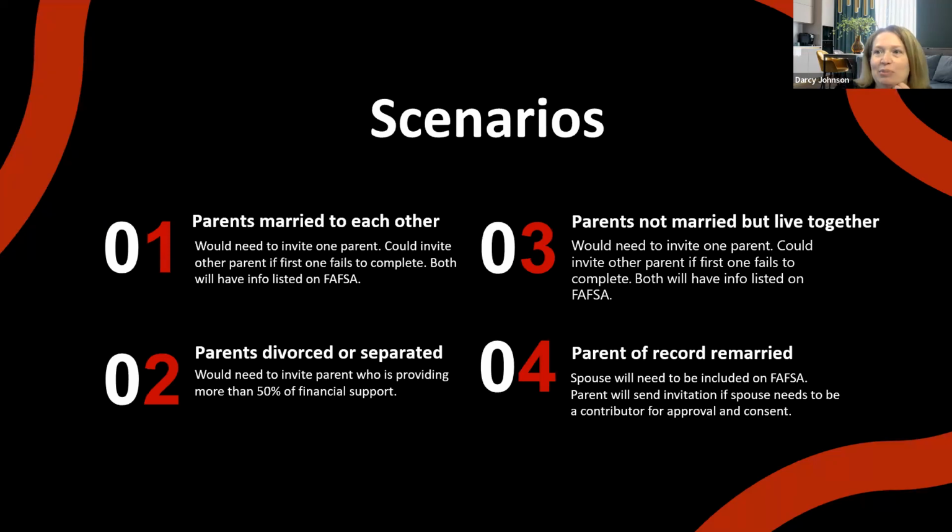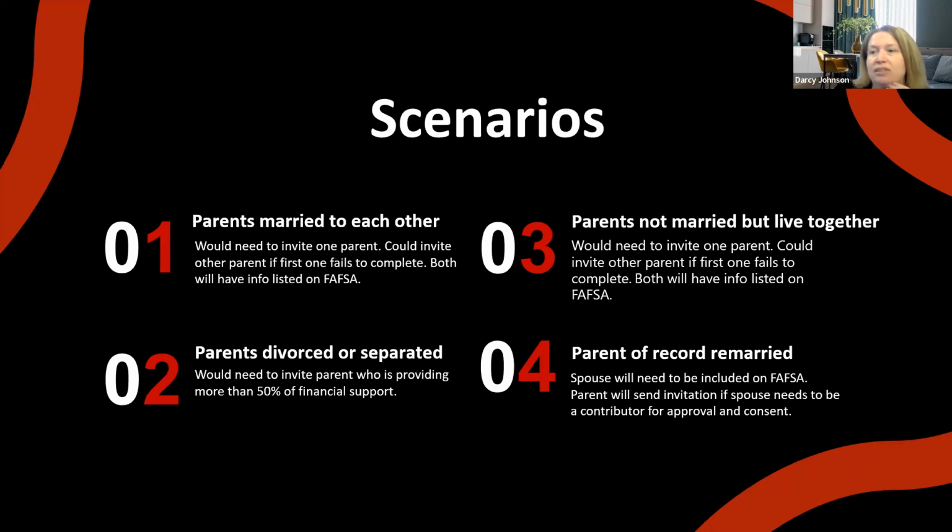All right. So let's talk about some scenarios in determining which parents need to be invited. So scenario one, the biological or adoptive parents are married to each other. They would just need to invite one parent. They could invite the other parent if the first parent fails to complete the parent section. Both parents will have their information listed on the FAFSA, but remember, if they were married filing joint in the base tax year, only one of them will need to provide approval and consent for the federal taxpayer information to be brought over into the FAFSA.